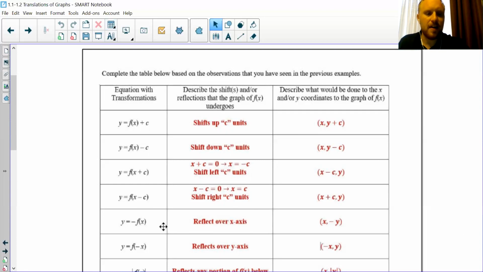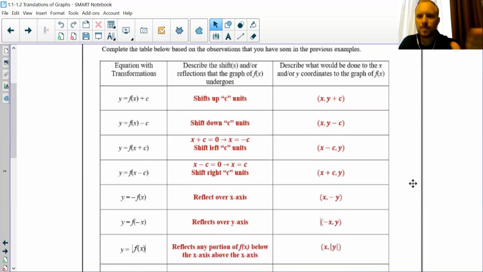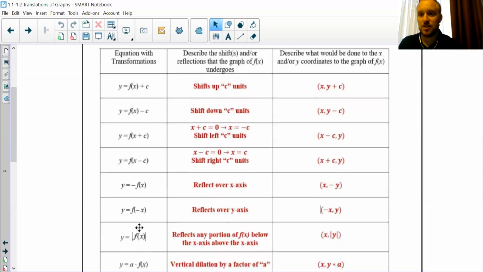Okay. Then if we have a negative on the outside of our function that's being multiplied, that means it's reflected over the x-axis. If it's being reflected over the x-axis, what's happening is our y values are doing the opposite sign. So they're becoming negative. We're switching the sign. Okay. And then if it's inside the parentheses and we have a negative that's being multiplied, then this is called reflecting over the y-axis. It's where we're manipulating the x value. We're changing the sign of the x value. Okay.